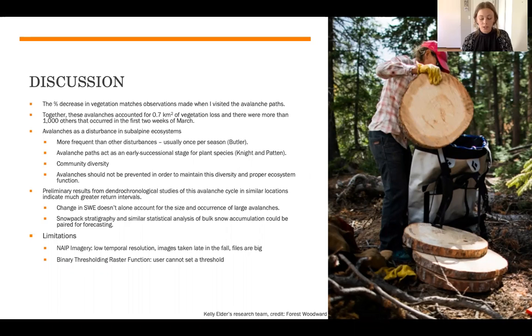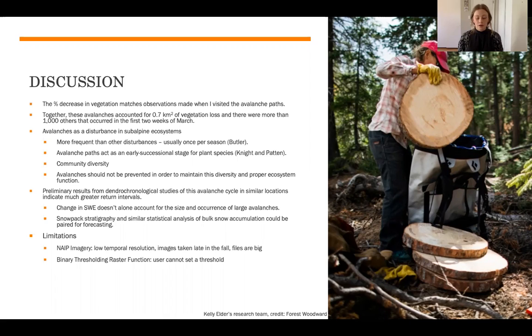Specifically, there was much more soil and rock in the debris field at the Conundrum site, and damage to the flanks was very clear. The trees in the debris field at the Conundrum site were also more beat up than those at the Snowmass Path. Together, these avalanches accounted for 0.7 square kilometers of vegetation loss, and there were more than 1,000 other avalanches that occurred in the same 2 weeks in Colorado.